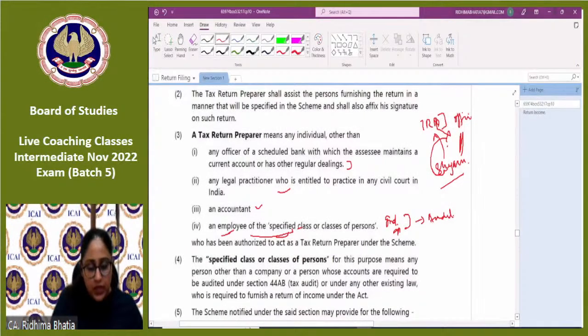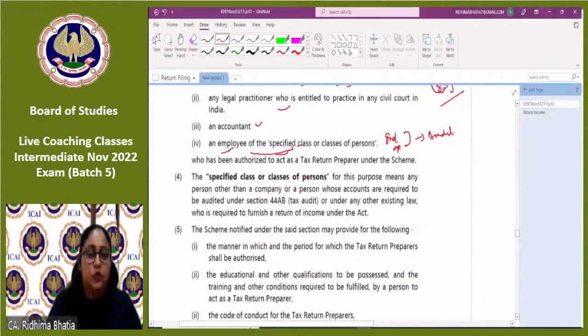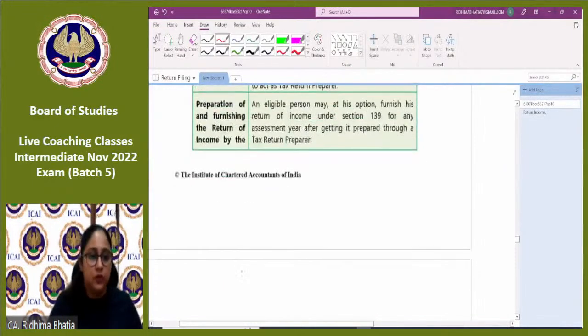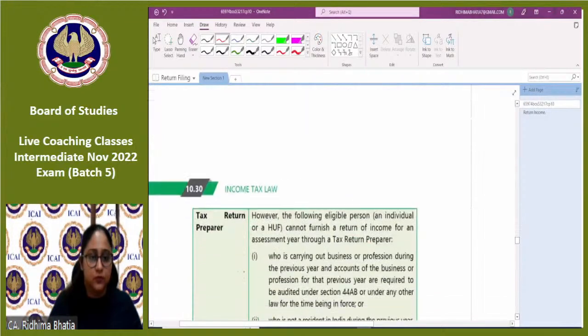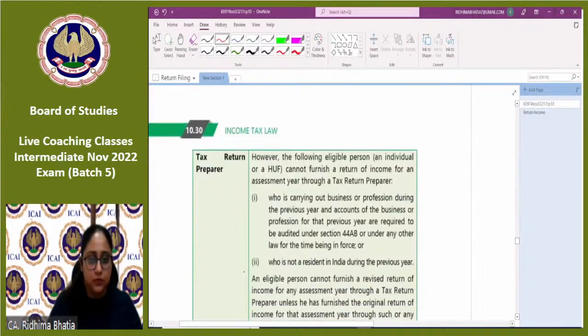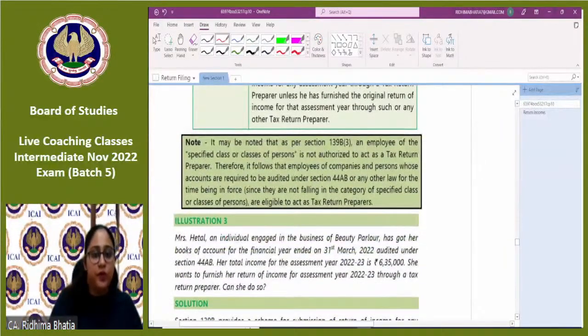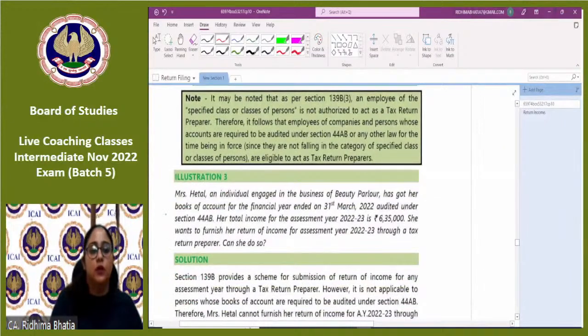Simple. Okay, very few questions come on this. We'll do one practical question so that you can understand, about who can avail the services of a TRP and who can be a TRP. And he can also not be a TRP of a non-resident. Let's see this question. Rekha, someone asked me if a theory question comes. These are the types of theory questions.